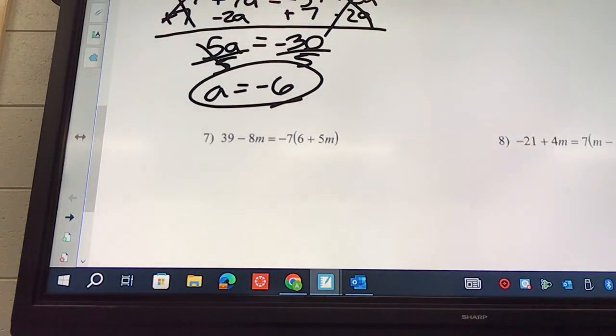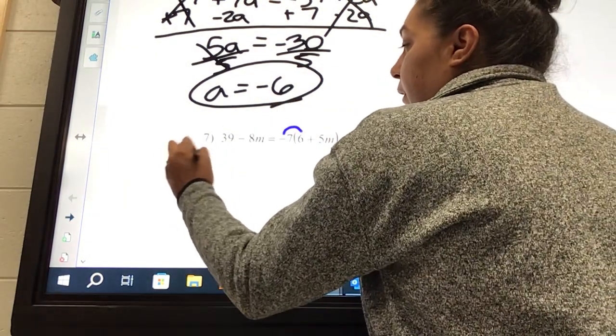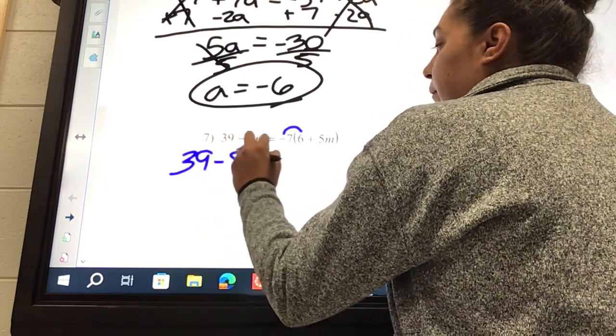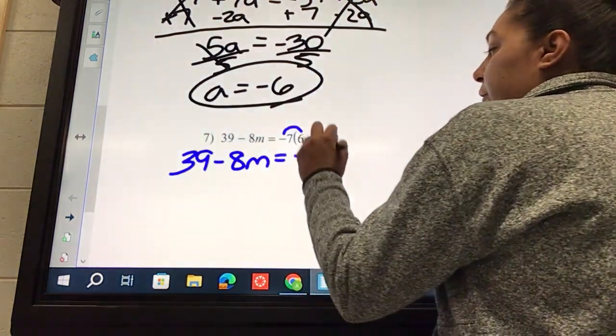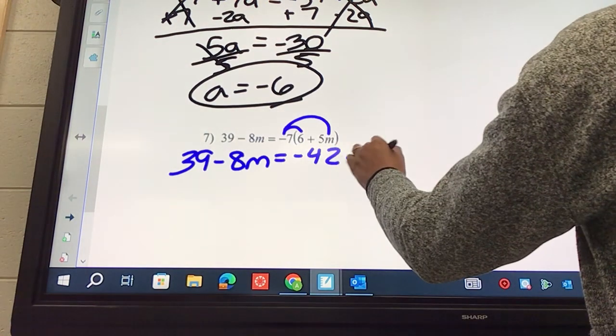Okay, 7. What needs done first? The parentheses. Okay, so negative 7 times 6. It's going to be negative 42. Negative 7 times 5. Negative what? 35. I know what you meant.